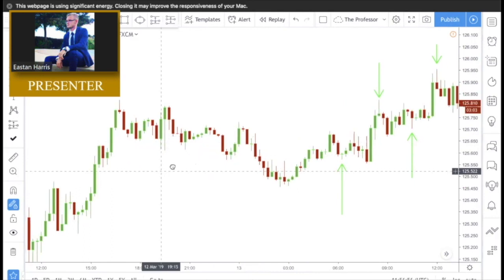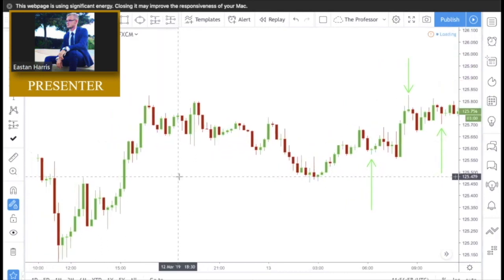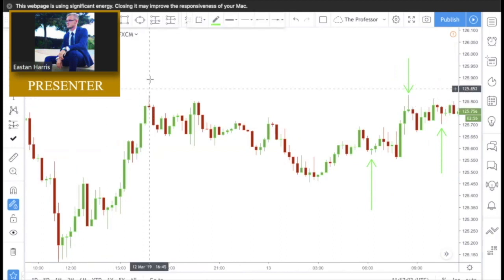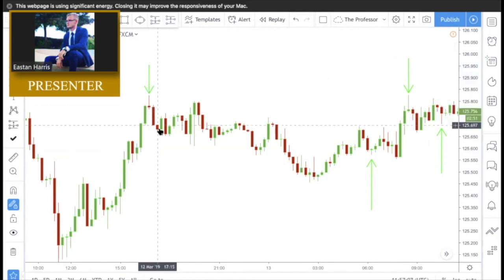Let's see. Another one. Price was moving up really fast. Exhaustion prints. All momentum stops. Price falls.